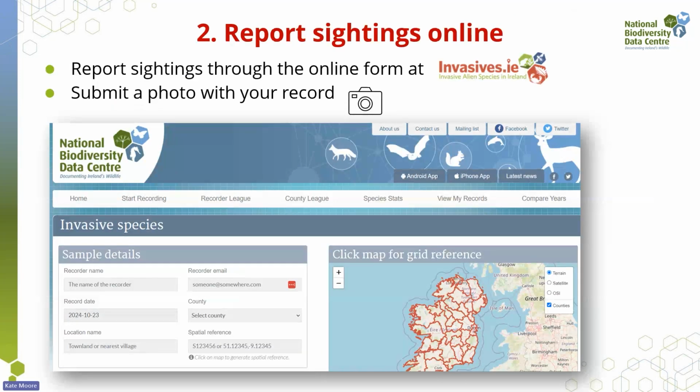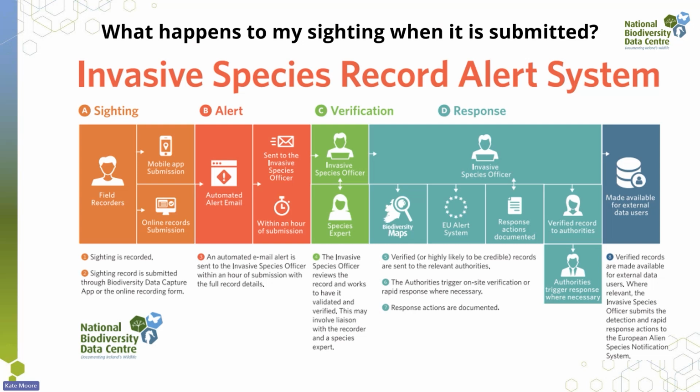Secondly, we ask that you report your sightings of invasive species online through the online form, and you can find this on our website at invasives.ie. We also ask that you include a photo with any of your records, as this will help us verify the record. So we often get asked what happens to your record once it's submitted.